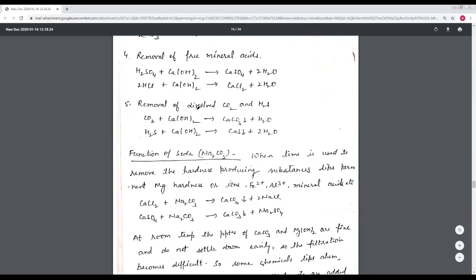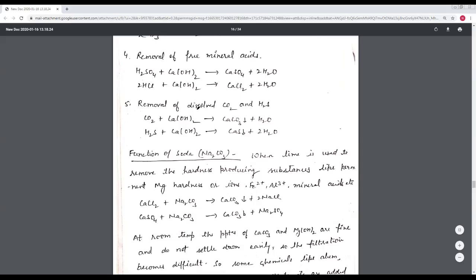So lime can remove the carbon dioxide and the hydrogen sulfide. It converts the carbon dioxide and hydrogen sulfide. Carbon dioxide is converted into calcium carbonate and the hydrogen sulfide is converted into calcium sulfide. These are also found in the precipitated form and we can remove them easily.